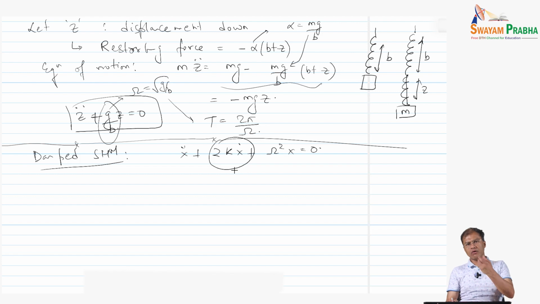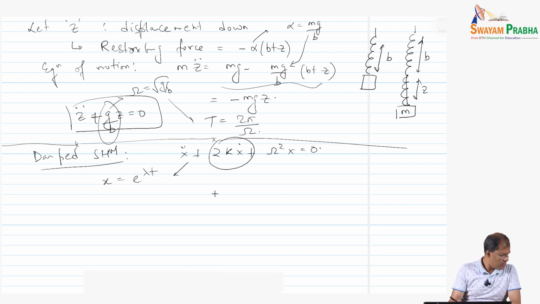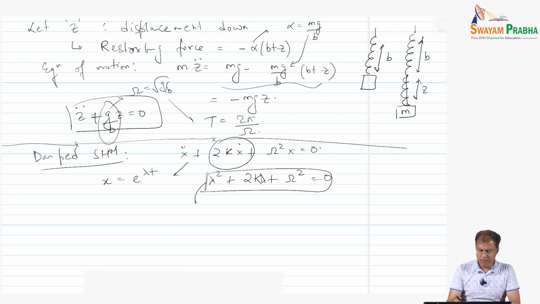That is, the spring exhibits some sort of a damping along with its motion. And then again we choose solutions of the form e to the power lambda t, and lambda this time is going to satisfy the following equation: lambda square plus 2k lambda plus omega square is equal to 0. If we solve this equation, we will have two roots. Lambda is minus k plus minus square root k square minus omega square. Okay, we see that lambda 1 and 2.